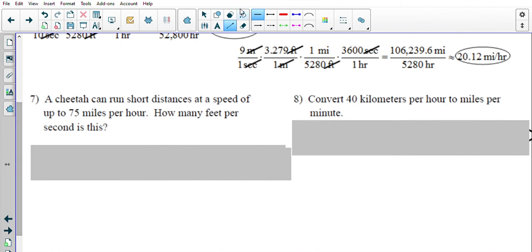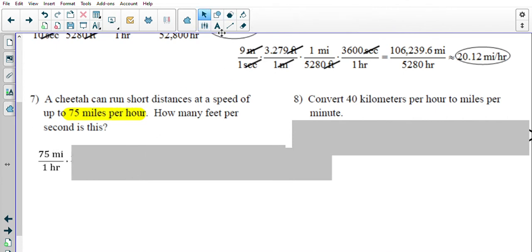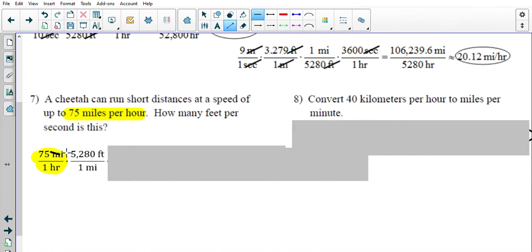So first things first, this is really just a dimensional analysis question where we're converting 75 miles per hour into feet per second. So first fraction is 75 miles per hour. So we start there. We want to convert our miles into feet. Well, there are 5,280 feet in a mile. So 5,280 feet over 1 mile so that we can cross off our miles.